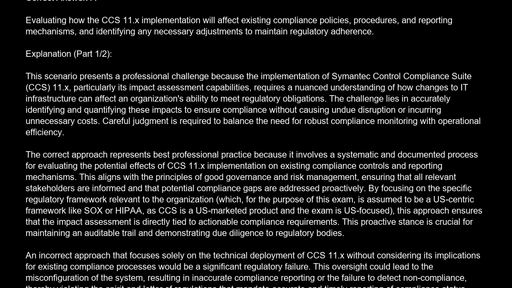The correct answer is A. Evaluating how the CCS 11X implementation will affect existing compliance policies, procedures, and reporting mechanisms, and identifying any necessary adjustments to maintain regulatory adherence. Explanation.